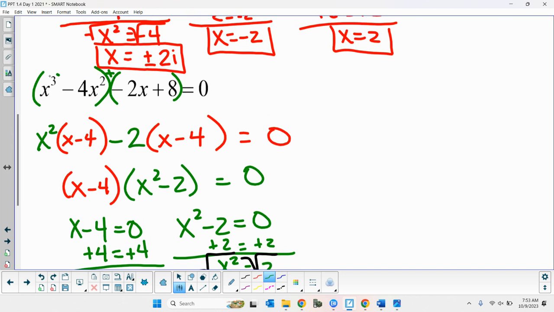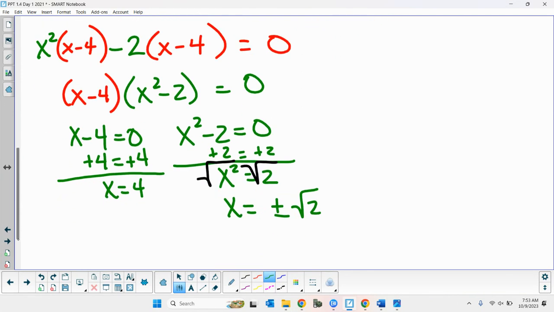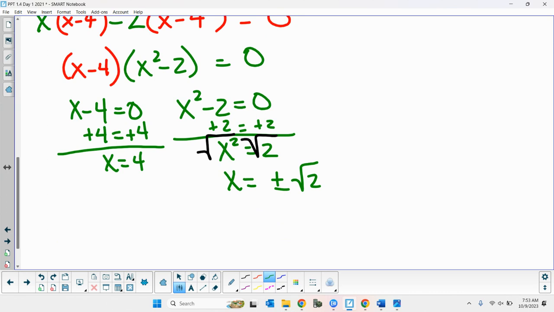What's this original exponent in front? Cubed. So how many answers should I expect? 3. That's what we got. We got 3 answers in it. Okay. Remember, this plus and minus is 2 different answers, right? So if you wrote them out, that'd be our 3 answers. Okay.